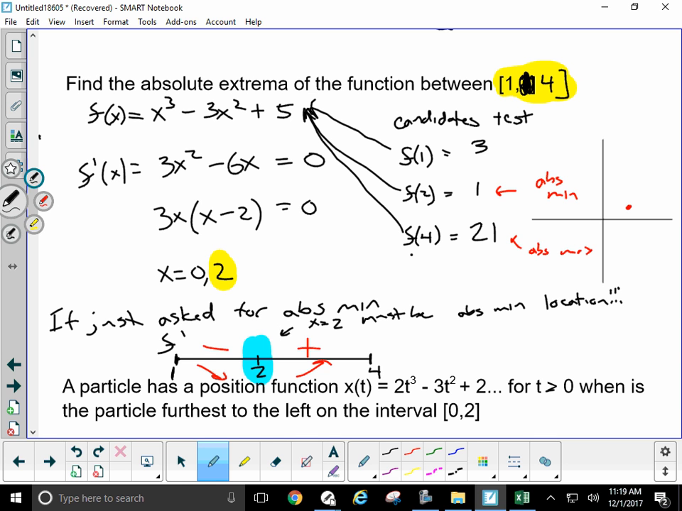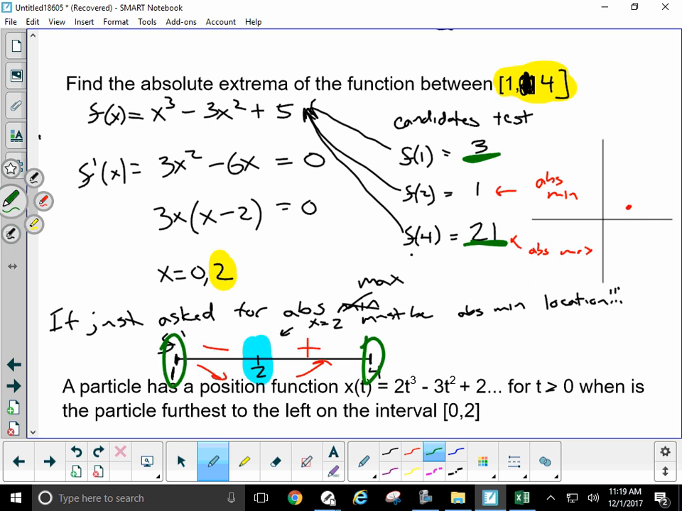Now, this also helps if you are asked to find the absolute max, because if you're asked to find the absolute max, you could say, well, it's definitely not at 2, but it could be at 1 and 4. So at least you don't have to check 3 candidates. You can just compare 1 and 4 and say that's the absolute max at 4. Okay? So keep that in mind when you're analyzing things and finding absolute max and mins.